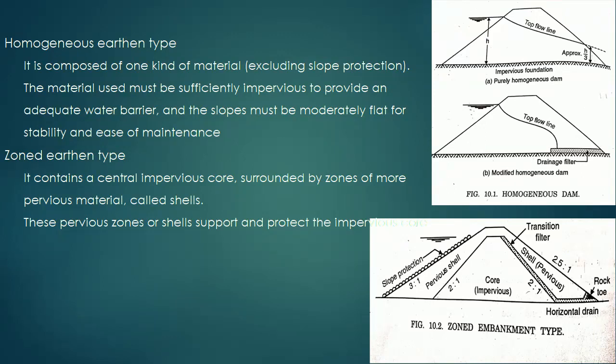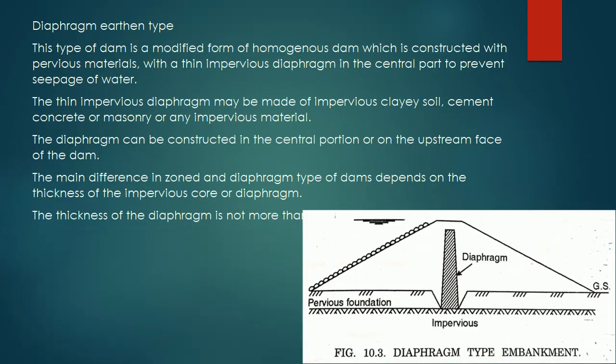A zoned earthen type dam contains a central impervious core, surrounded by zones of more pervious material, called shells. These pervious zones or shells support and protect the impervious core. Diaphragm earthen type: this type of dam is a modified form of homogeneous dam which is constructed with pervious materials, with a thin impervious diaphragm in the central part to prevent seepage of water.